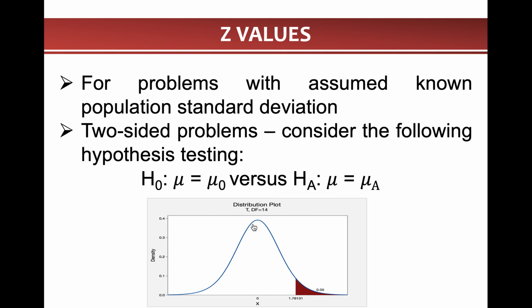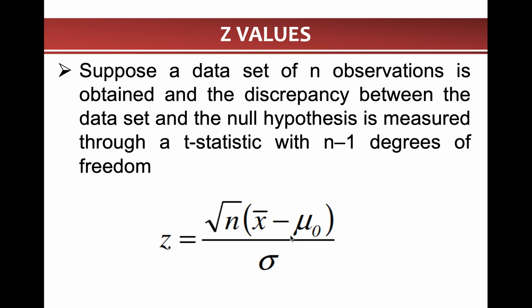For a problem with assumed known population standard deviation, we can use z values. Consider the following hypothesis testing, whereby H null versus H alternative, which is indicated by this. Suppose a data set of n observations is obtained and the discrepancy between the data set and the null hypothesis is measured through a t-statistic with n minus 1 degrees of freedom. So the formula is like this.